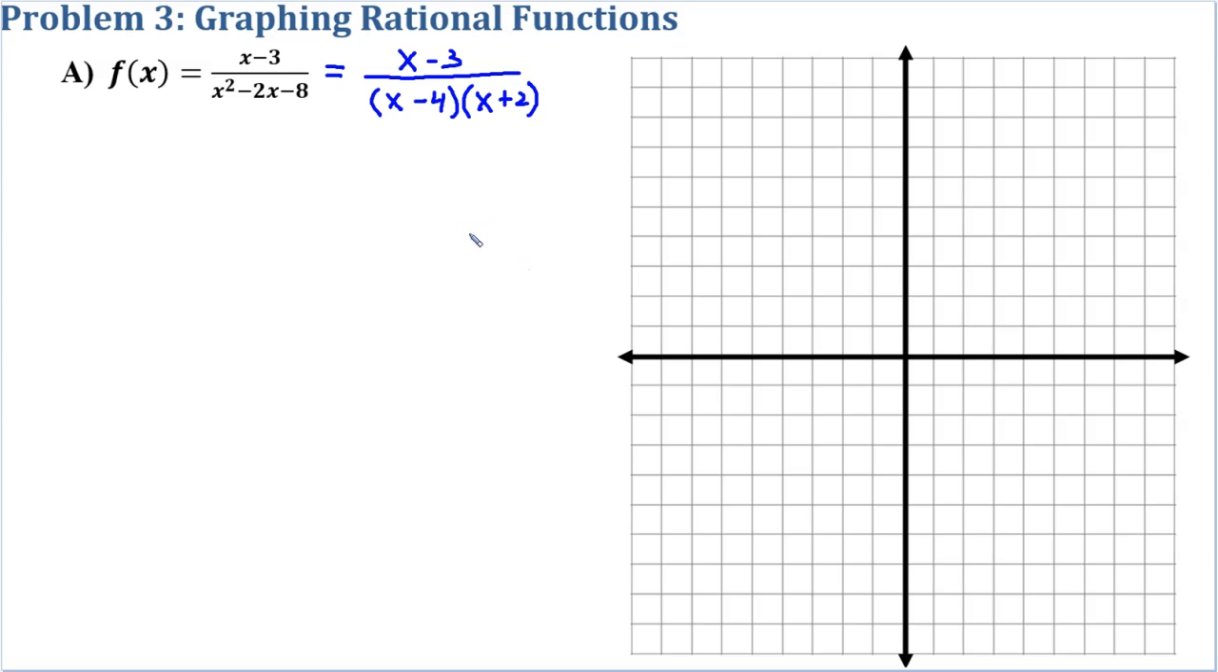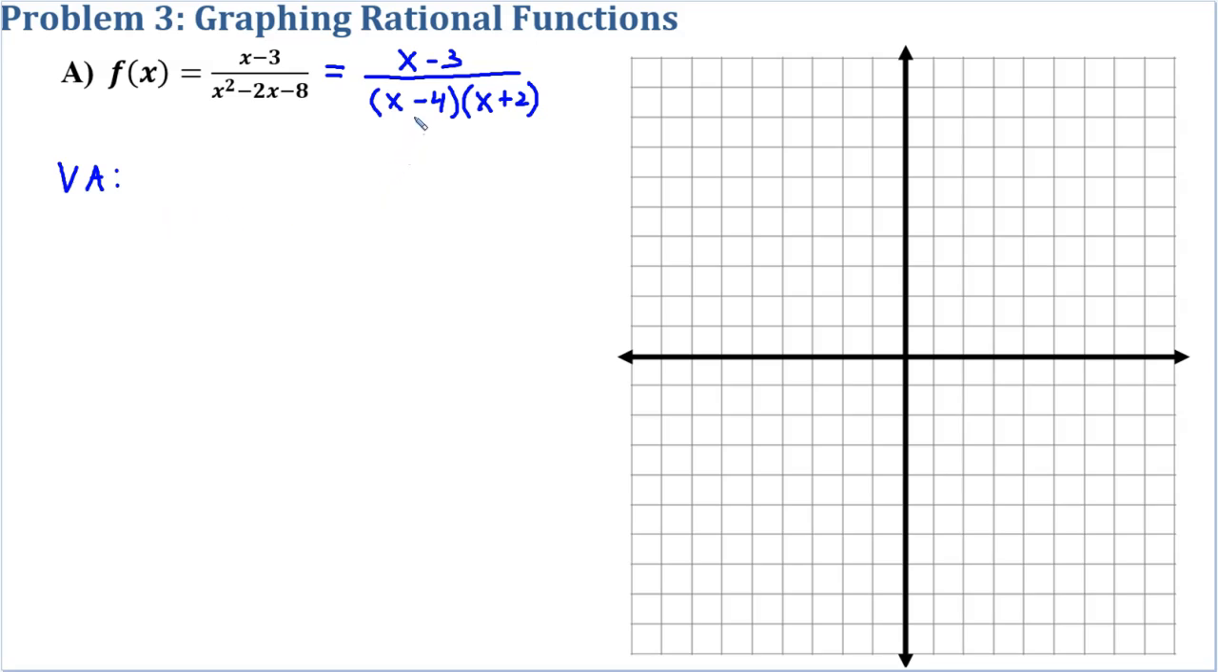And then once I'm in factored form, I can start figuring out those 4 pieces of information: the vertical asymptotes, horizontal asymptotes, x and y intercepts. Let's start off with the vertical asymptotes. We'll say VA. Now we said that's going to be equal to the real zeros of the denominator.